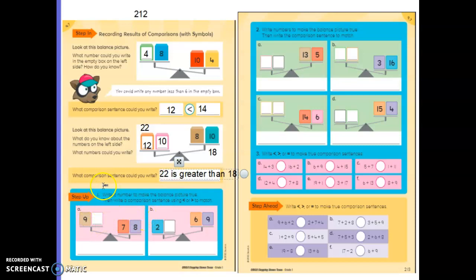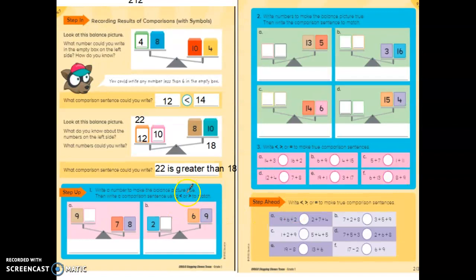So now let's look at number 1. It says write a number to make the balance true. Man, that word true is so important. That means it's correct or right. Then write a comparison sentence using less than or greater than to match.